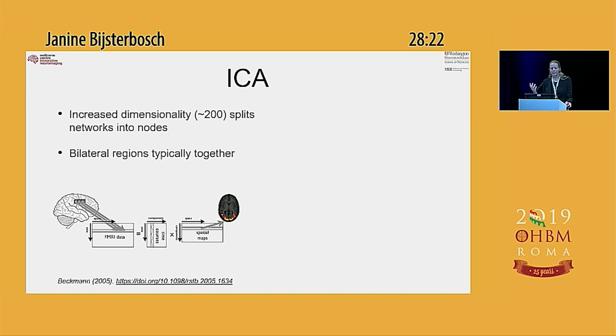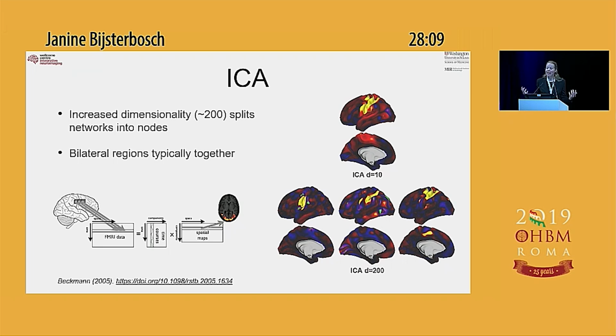And this is a data decomposition technique quite similar to PCA or factor analysis, if you're familiar with that, which essentially decomposes the brain into a number of nodes. But these are weighted nodes, and bilateral regions are typically considered within the same nodes, and depending on the dimensionality that you set, you might get more extended networks in ICA.